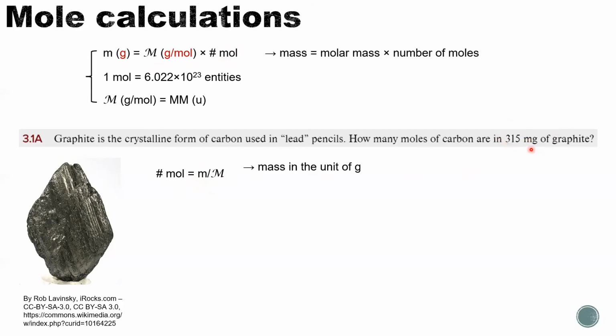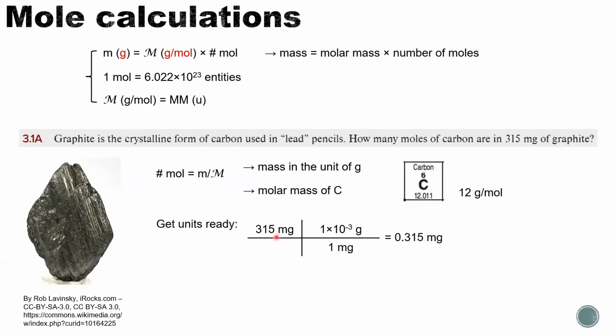However, it's in the unit of milligrams, so we want to convert that into grams. And also for the molar mass, the formula of graphite is carbon, so we need to find that in the periodic table. The molar mass for carbon is 12 grams per mole. Now we can get the units ready for the mass. Use the box method, convert milligrams to grams, and then we get the mass is 0.315 grams. Then plug these two numbers into this equation. Then we can calculate the moles of graphite is 0.0262 mole.